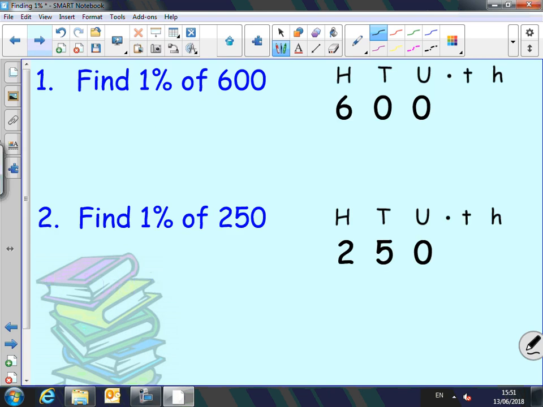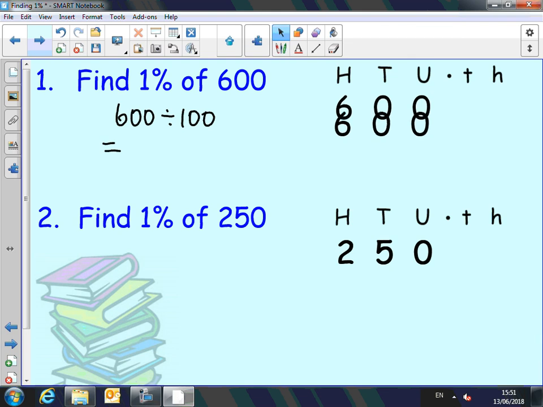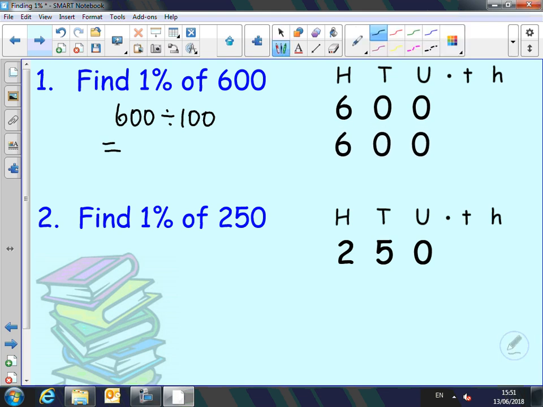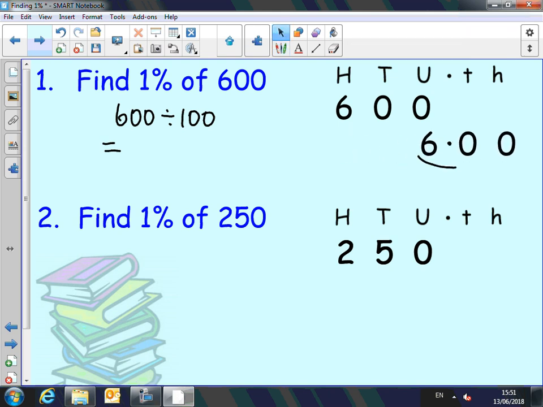Welcome back. So finding 1% of 600, we start with 600. We know to find 1% of something, we divide by 100. So there we have our 600 there. I'm just going to bring it down, and we're going to move everything 2 places to the right. 1, 2. So that gives us our final answer there. 600 divided by 100 is indeed equal to 6.